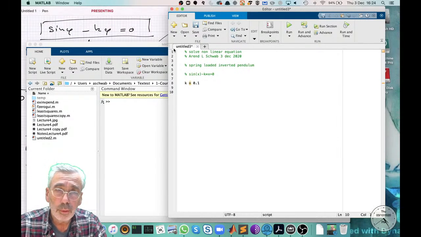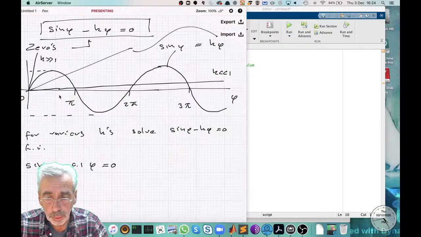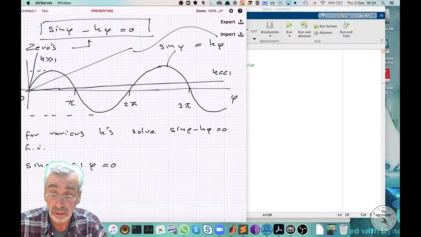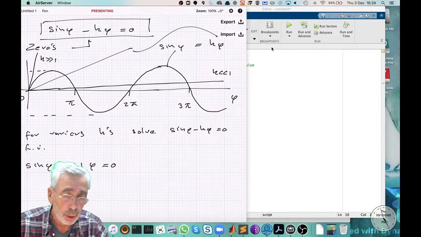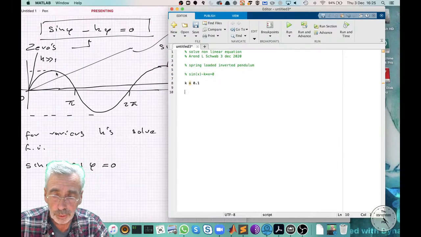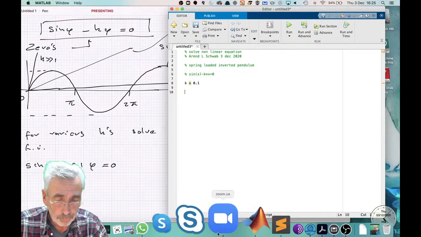Well, if we look at the graph again, then of course, irrespective of what k is, 0 is always a solution, right? All the figures start at 0, and for phi is 0, this is 0, and irrespective of k, this is also 0. So the zero solution is always a solution. But we are interested, of course, in these type of solutions, right? And so how do we find them?